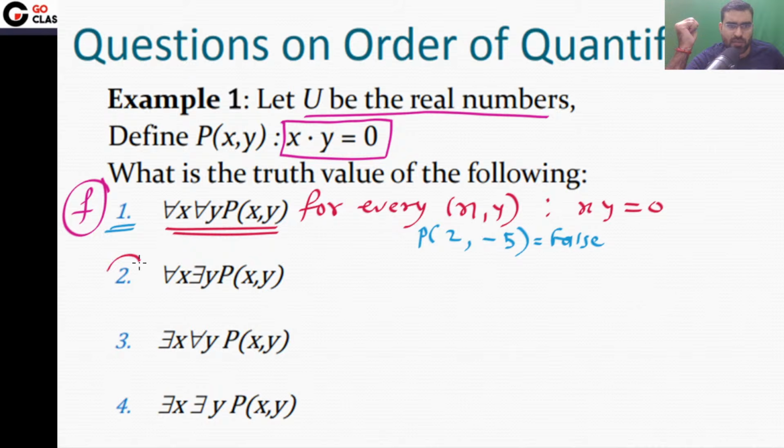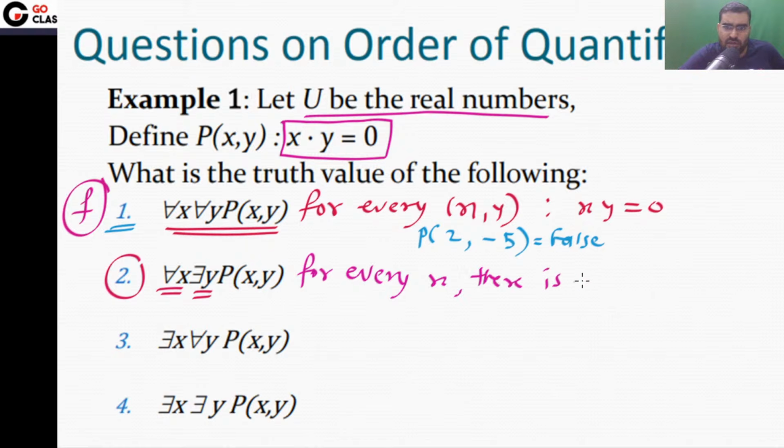Similarly, what about this example? For everyone there is someone. For every x there is a y such that xy is 0. Yes, it is fine, because for everyone there is 0.